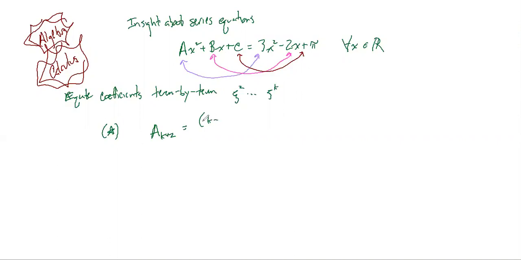So k, 2k, I think. Yeah, 2k plus 1 minus kappa. Maybe k and kappa wasn't the best idea. Okay, so this is what's called the indicial equation.